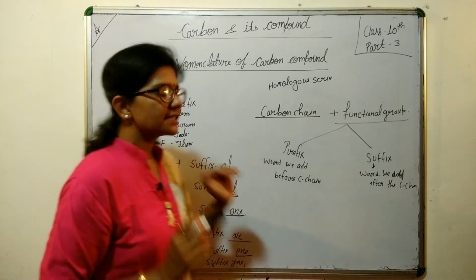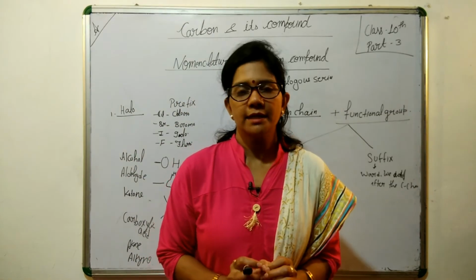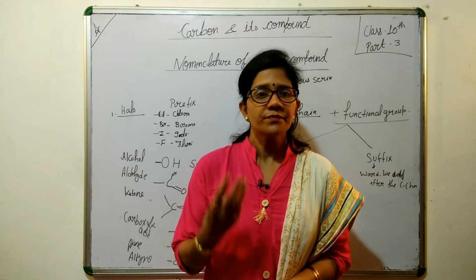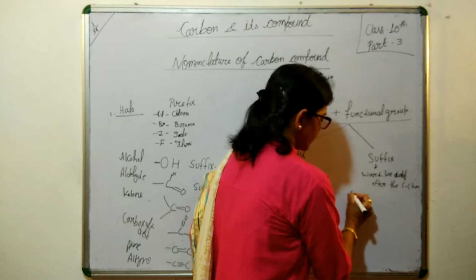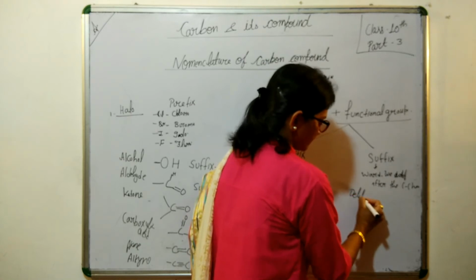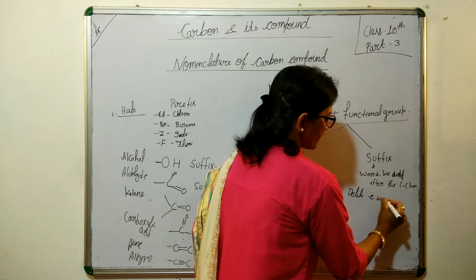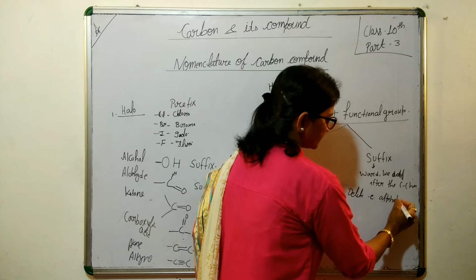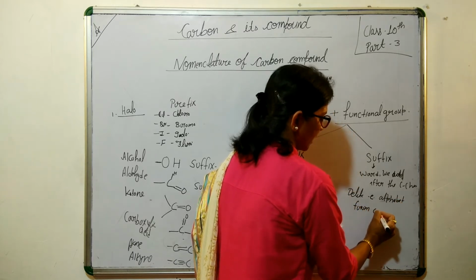If the suffix starts with a vowel, then what we have to do is rule number 3. We have to delete the last e alphabet from the carbon chain name.